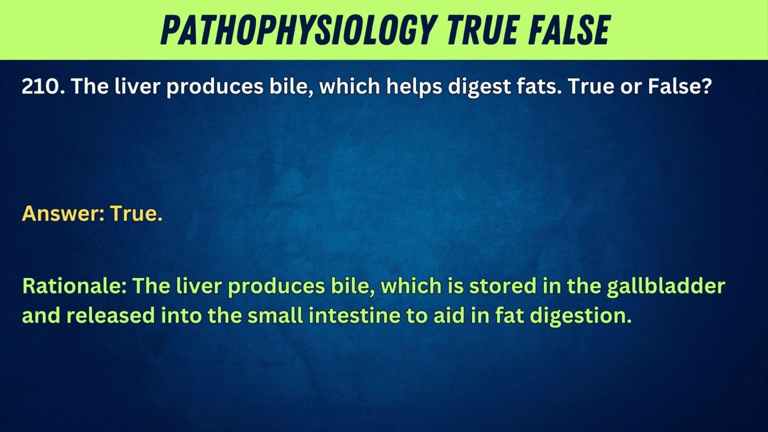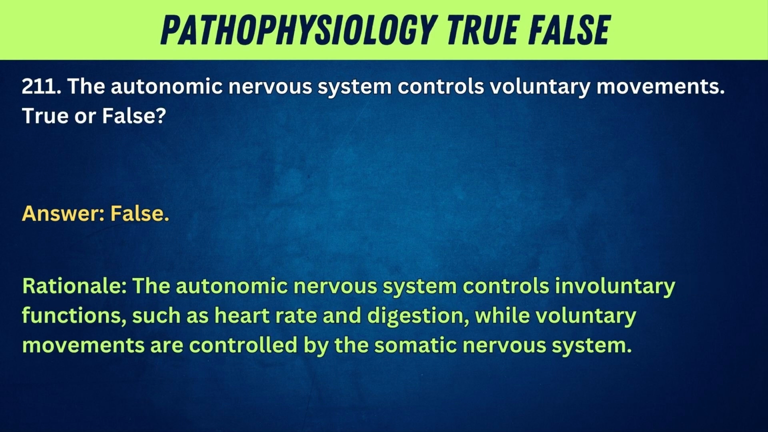210. The liver produces bile, which helps digest fats. True or false? Answer: true. Rationale: the liver produces bile, which is stored in the gallbladder and released into the small intestine to aid in fat digestion. 211. The autonomic nervous system controls voluntary movements.